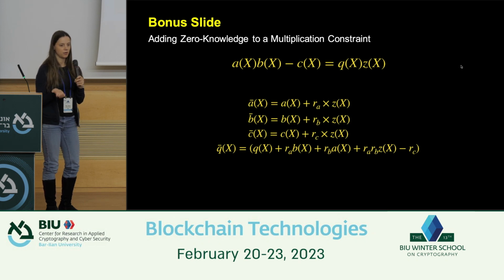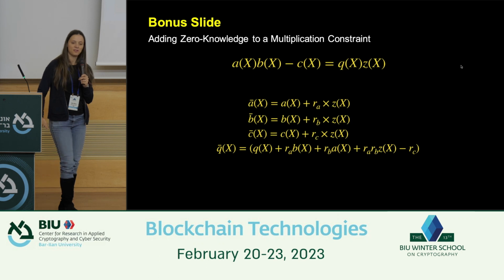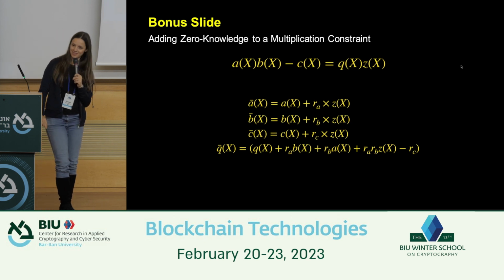So we can just take the q of x that we had before, add on some values that are all very cheap to compute, and we end up with a new q of x, which is still going to satisfy our new equation with our blinded polynomials. This would be one of the tricks that we would use, and actually one that I use all the time. Cool. With that, thank you very much.